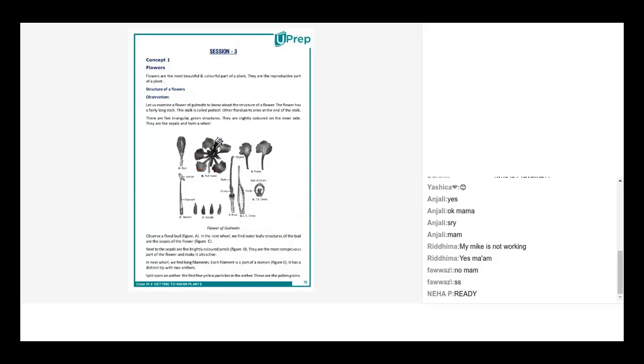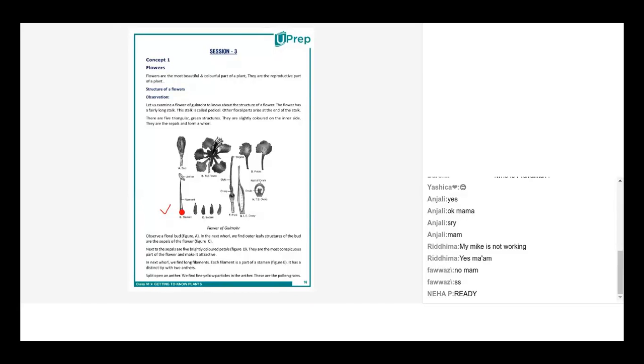Okay. Next line, Yashika. In the next whorl, we find long filaments. Each filament is a part of the stamen. It has a distinct tip with two anthers. Correct. So this is what I was saying. This portion is called the stamen. We also call it the androecium, the male part, right?